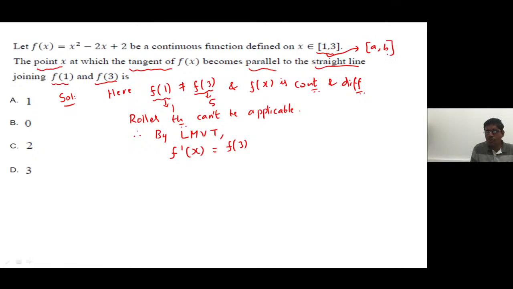f of b minus f of a divided by b minus a. This is the geometrical interpretation of Lagrange's mean value theorem. At some point on the curve f(x), the tangent at that point is always parallel to the chord joining the point (a, f(a)) and the point (b, f(b)).